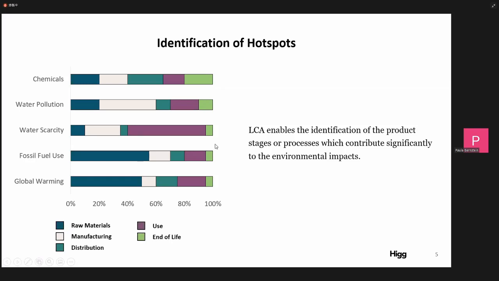And really, this is important because we can understand what phases are the most impactful for environmental impacts, and then allow you to focus your efforts on what's most important. So in this example, if this is our product and we're most concerned with global warming, then maybe we want to focus on raw materials since they contribute 50% of the impact. But maybe we're really concerned about water scarcity, and so we can look at the use phase because that's a majority of our impact. So it really helps you identify what are the hotspots at all the different production phases.